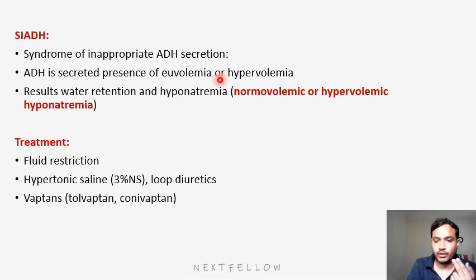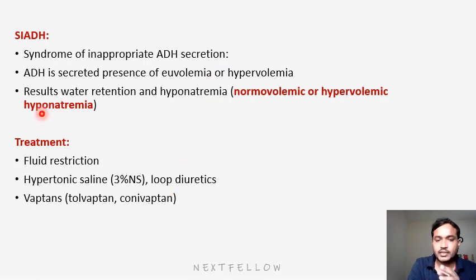Normally we need antidiuretic hormone when the body is facing increased plasma osmolality and decreased extracellular fluid. In those conditions only we need ADH secretion, to retain water. When the body has sufficient water, that is euvolemia, or more volume, that is hypervolemia, we don't need ADH secretion. If ADH is secreted in those conditions, that is called SIADH, syndrome of inappropriate ADH secretion.